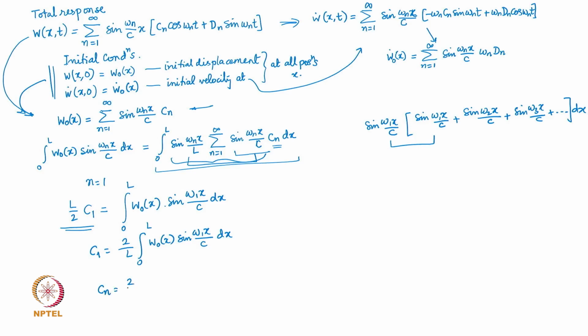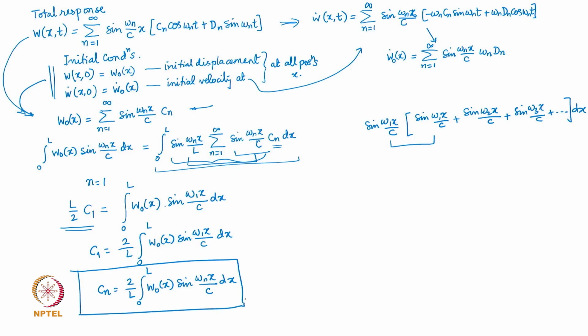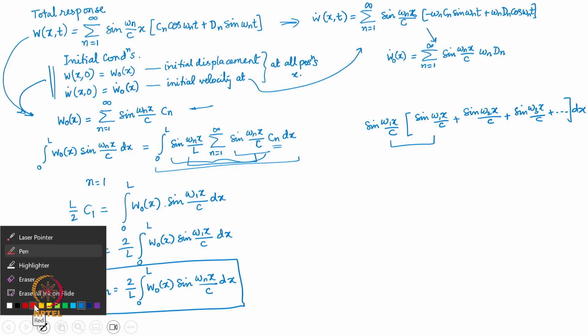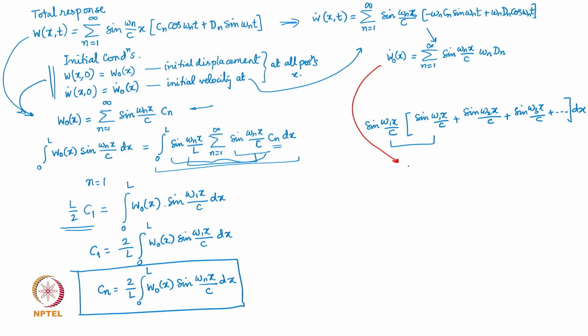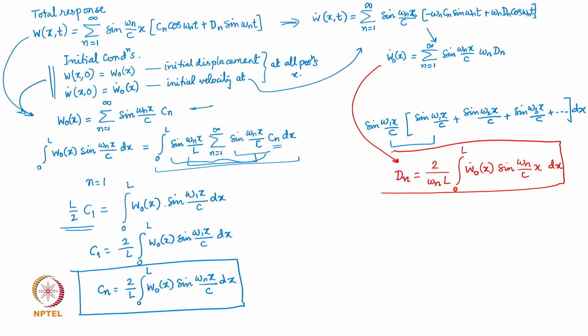In general, you can write Cn to be 2 over L integral 0 to L w naught x sine omega n x by c dx. So this is how I get the coefficient Cn. Following the same process, it is quite straightforward for you to show that I can similarly get the expression for dn, that's going to be 2 over omega n L integral 0 to L w naught dot x sine omega n by c into x dx. Okay, and that basically gives you the second coefficient dn.